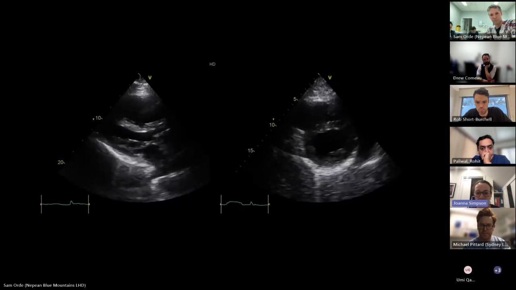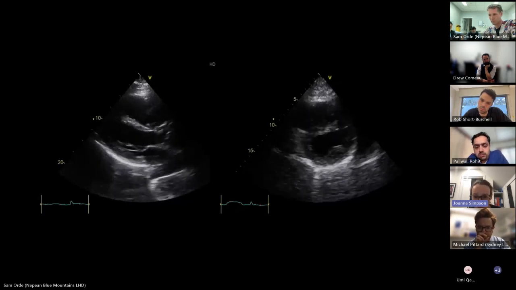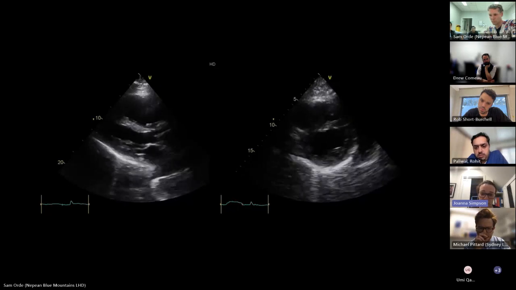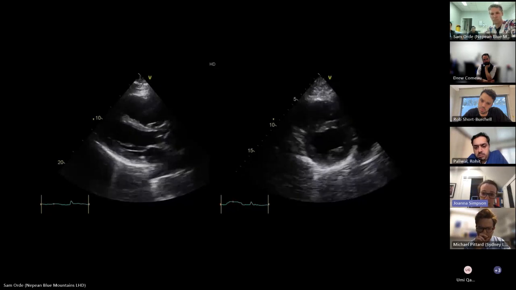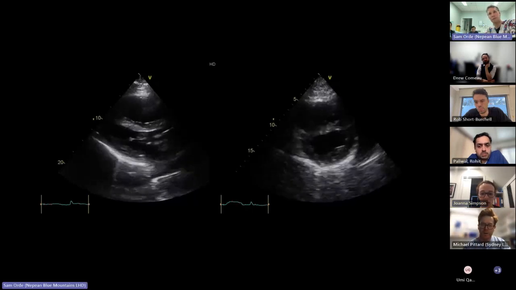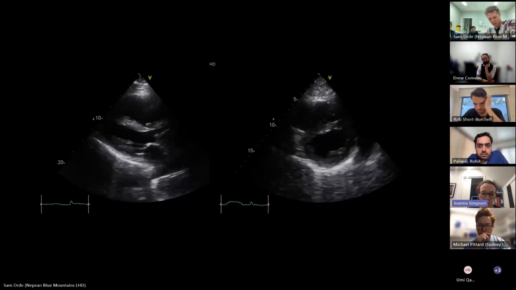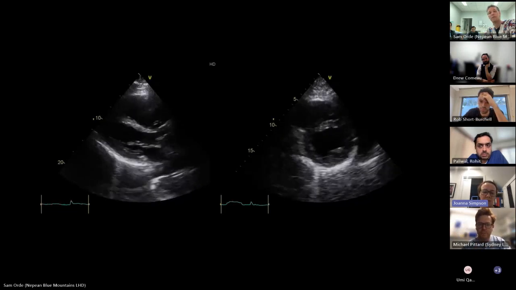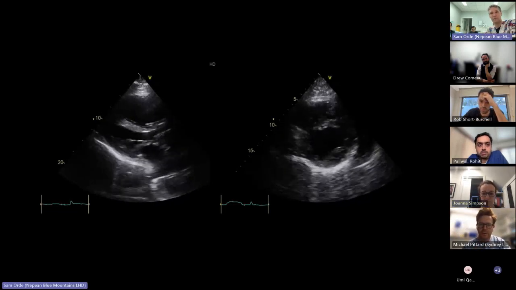And then on the right is a parasternal short axis view with a D-shaped septum, which is throughout the cardiac cycle, which is indicative of RV overload and RV pressure overload. How do you tell the difference between pressure and volume overload? So pressure, D-shaped septum during systole, and volume is during diastole. Thank you very much.